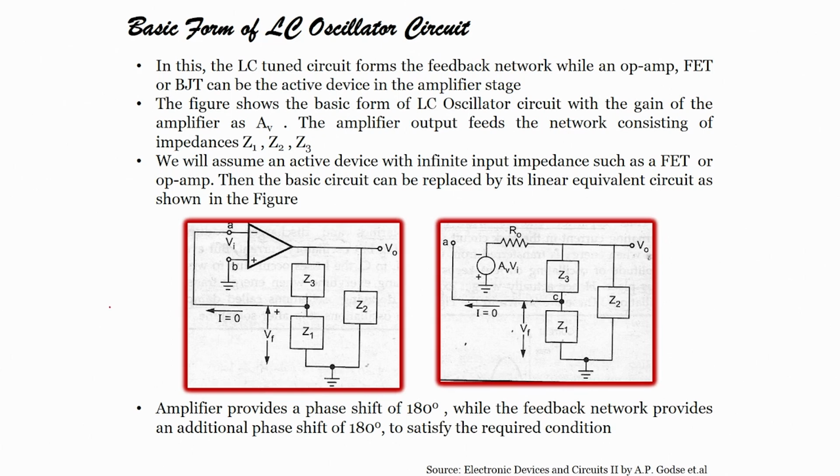In this particular circuit, the LC tuned circuit forms a feedback network, while an op amp, FET or BJT can be the active device in the amplifier stage. The figure shows a basic form of LC oscillator with the gain of the amplifier as AV. So, the gain of this particular amplifier is AV. The amplifier output feeds the network consisting of Z1, Z2, Z3. This is your feedback network.